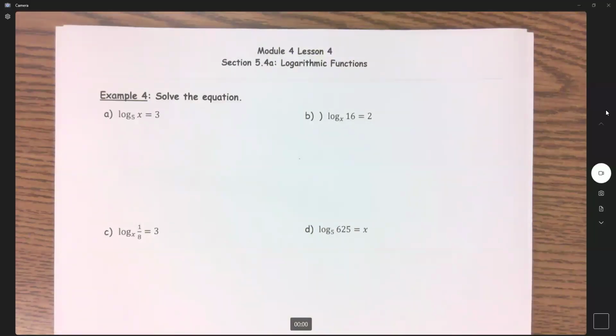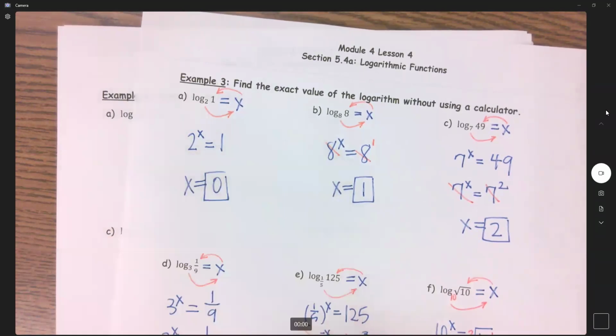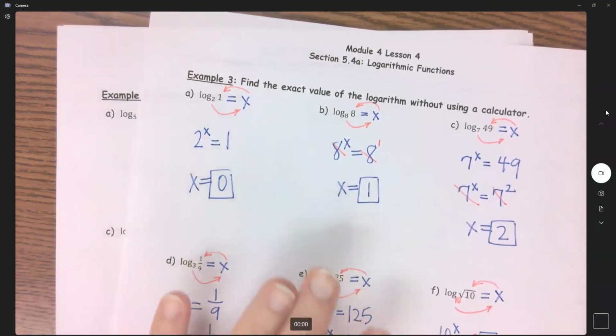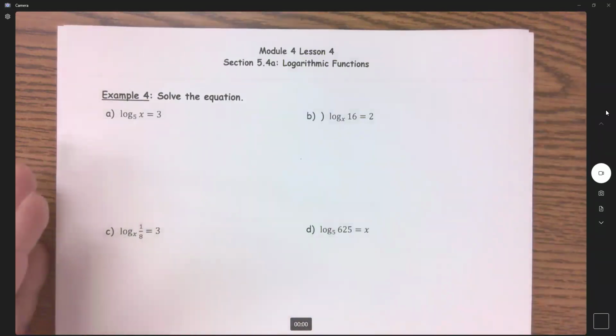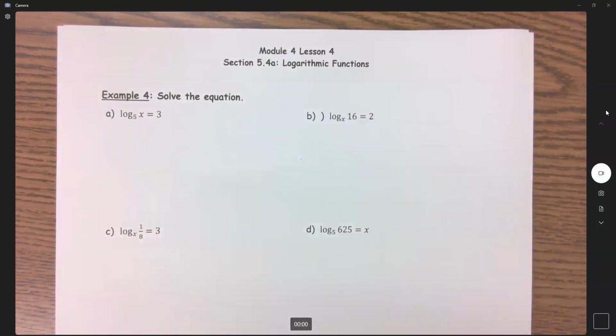If you understood example 3, example 4 is almost no different. Now it literally says solve the equation. Here we built equations. So instead of building our equation and solving, now they're already equations. Now we're solving, and we're going to solve these by rewriting.